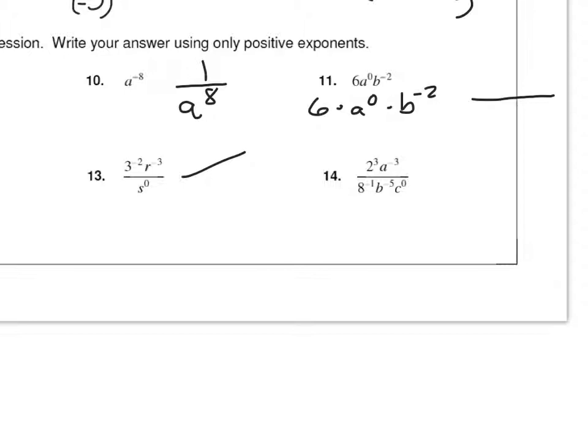Okay, the 6, there's nothing bad or weird about it. It's just going to go there on top. How do we handle a to the 0 power? What is that? That's really just a 1. So we're not going to do anything with it. So just 6 times 1 is 6, so we're just going to leave the 1 alone. And then we've got this b to the -2nd power. So we need to put it on the bottom, b, and now it becomes to the +2nd power, and that's our answer.